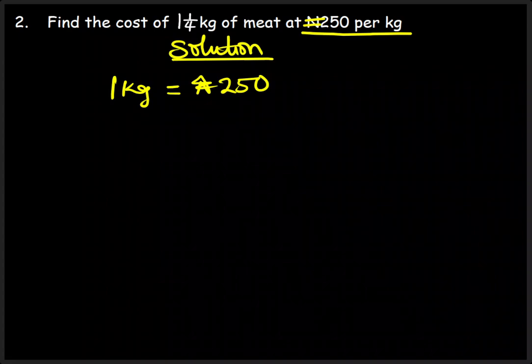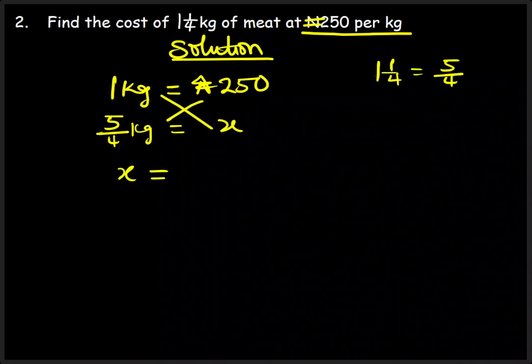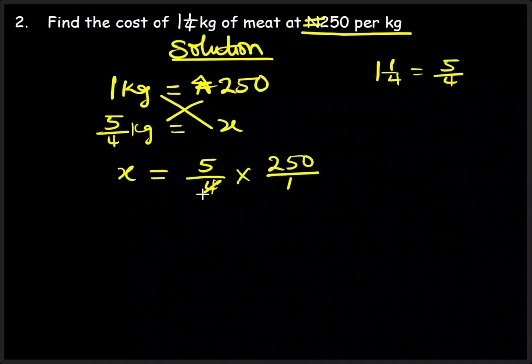So we are looking for 1 1/4, that will be equal to 5 all over 4. So 4 times 1, 4 plus 1, 5. So 5 over 4 kg will be equal to x. And then we cross multiply. So 1 times x will give us x equal to 5 over 4 times 250 over 1. 2 goes into 4, 2 times, and 2 into 250, 125. So we'll be left with x equal to 125 times 5.